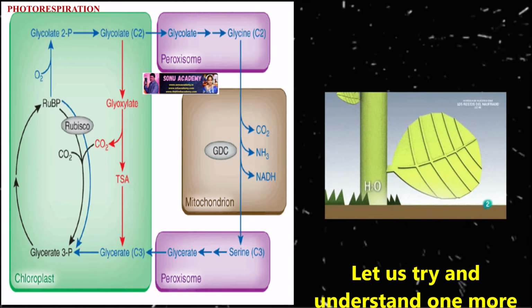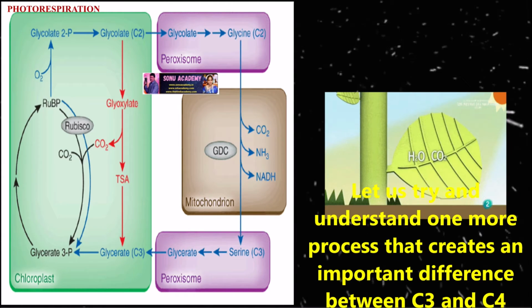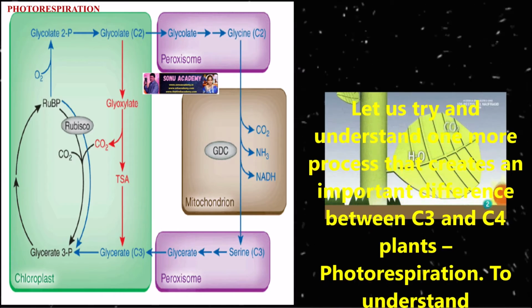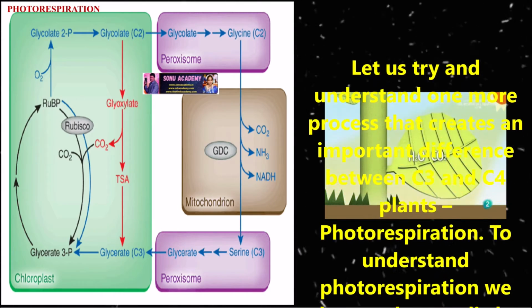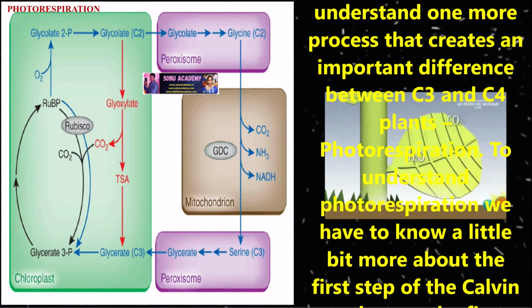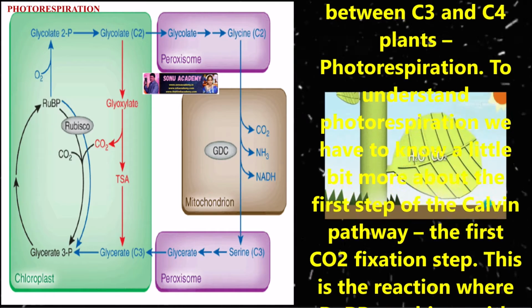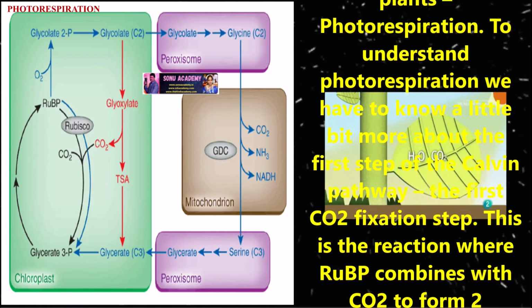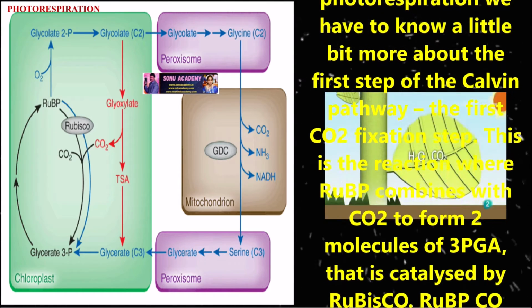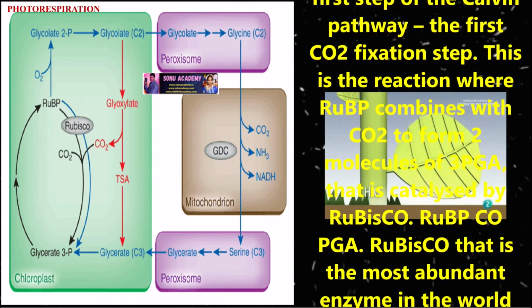Children, now let us discuss photorespiration. Let us try and understand one more process that creates an important difference between C3 and C4 plants, photorespiration. To understand photorespiration, we have to know a little bit more about the first step of the Calvin pathway, the first CO2 fixation step. The reaction where RuBP combines with CO2 to form two molecules of 3-PGA is catalyzed by RuBisCO.